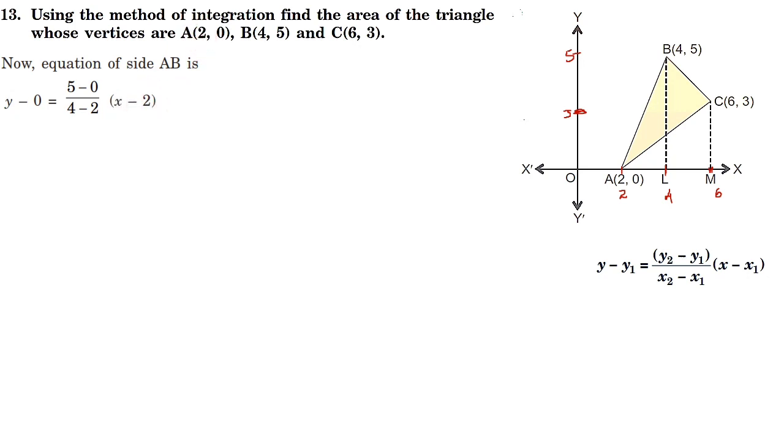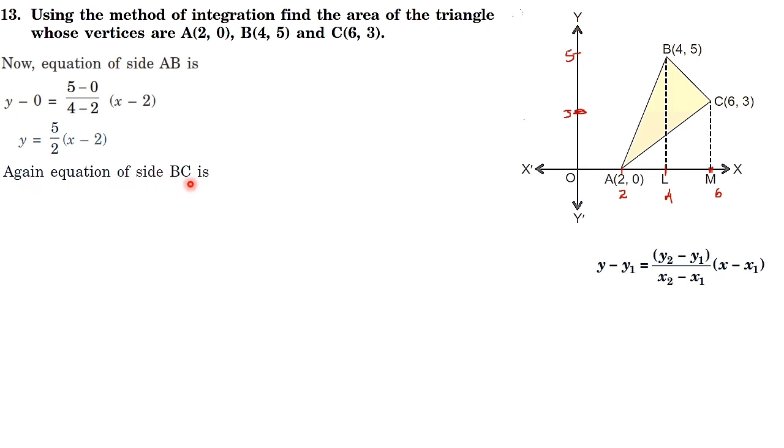I have taken these two points as x1 y1 and x2 y2. Everywhere if you put the values, it will be a problem here, so just be mentally prepared. Then in the calculation, y − 0 is y, equal to 5 by (4 − 2), so y = 5/2 × (x − 2).